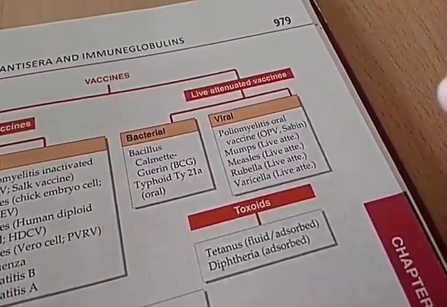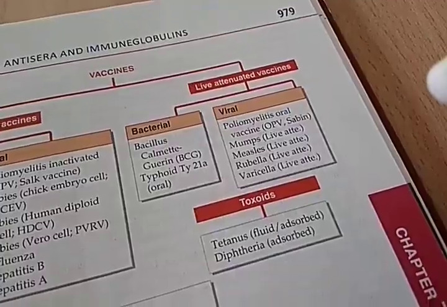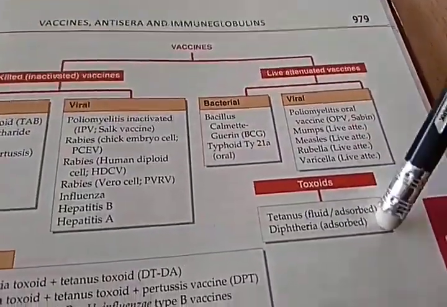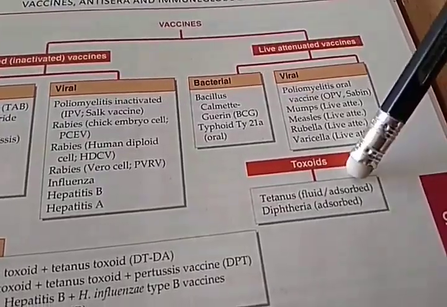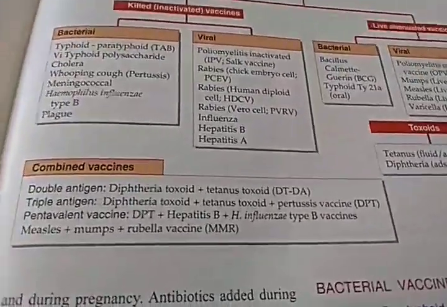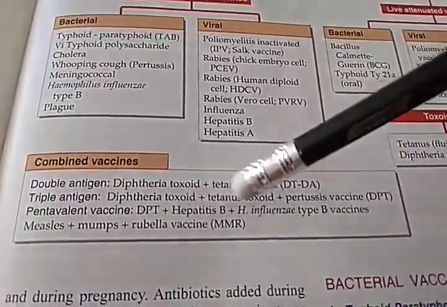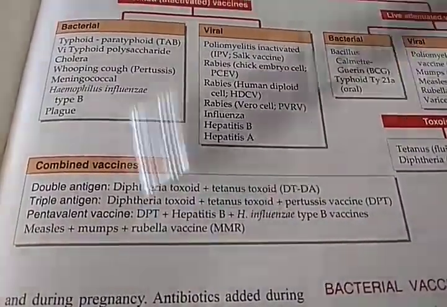Okay. Then toxoids. Toxoids means they are not at all having any organism, right? Neither killed nor live, they don't have any organism. Like diphtheria, tetanus and all that. Those are toxoids. Combined vaccines. Pentavalent vaccine has what? DPT plus hepatitis B plus Haemophilus influenzae.